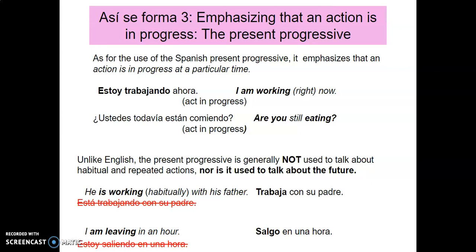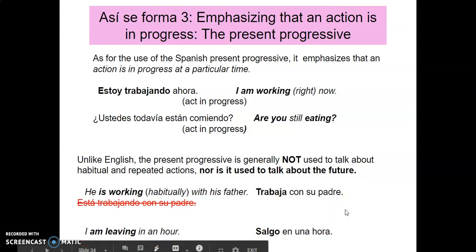In this very minute, hoy está trabajando con su madre, right? Maybe I'm emphasizing that he's working with his mother. Hoy está trabajando con su madre, pero típicamente trabaja con su padre. Usually he works with his father, okay? Or he's working with his father, meaning he does that every day as a habitual action. So hopefully that makes sense. If you have any questions about that, please make sure that you let me know.